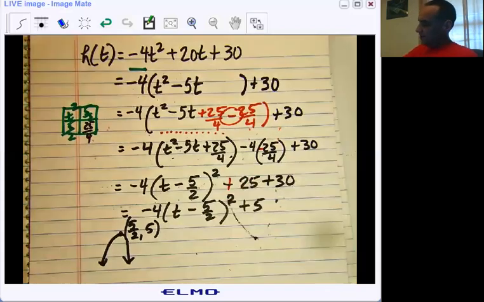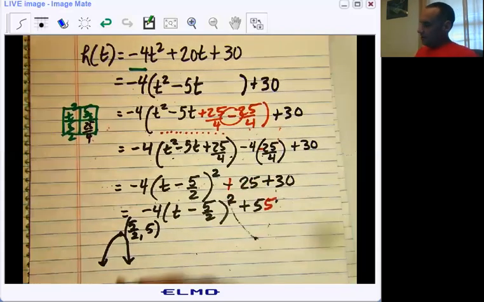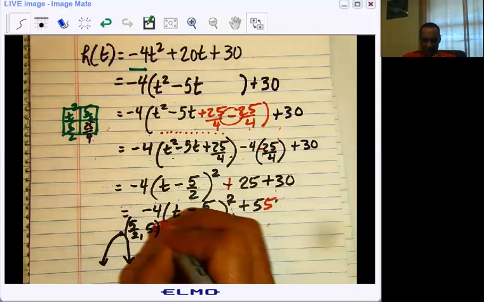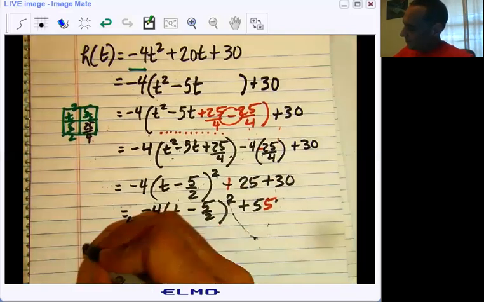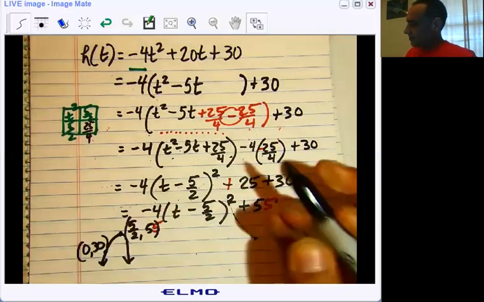So this is actually 55. You know how I knew that? I knew there was going to be a problem because I also knew that the y-intercept is 30. And that's usually when I find out something isn't quite right.